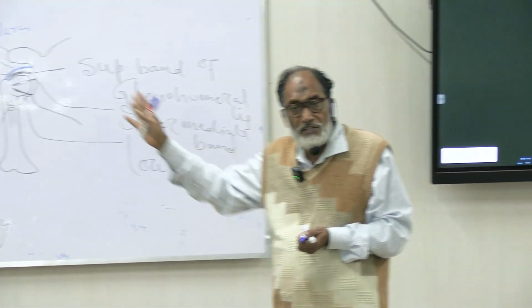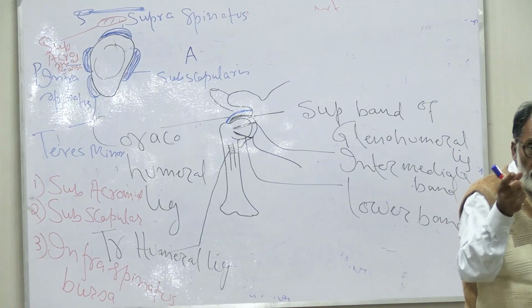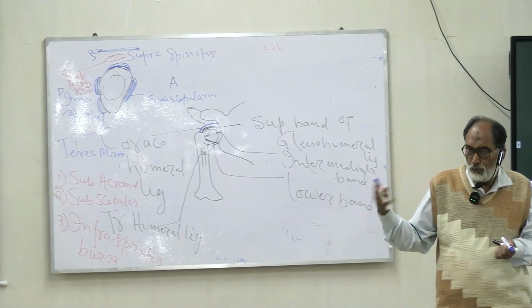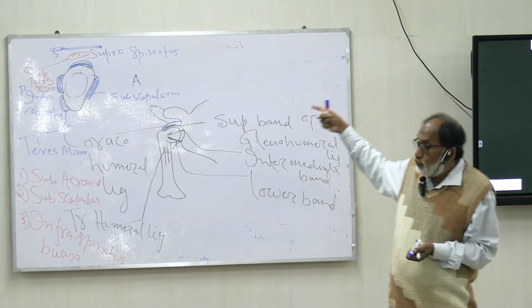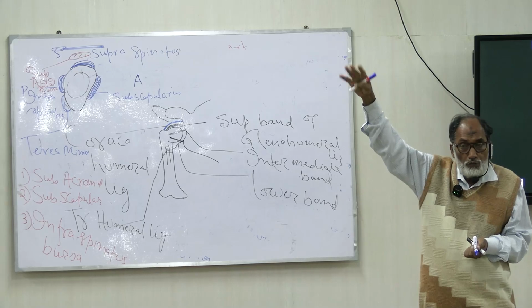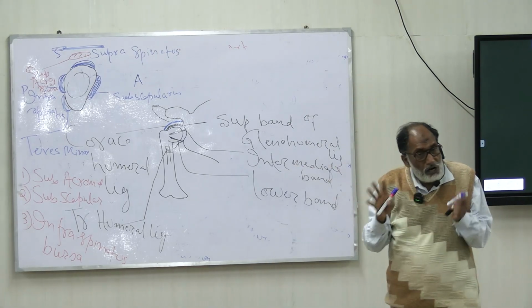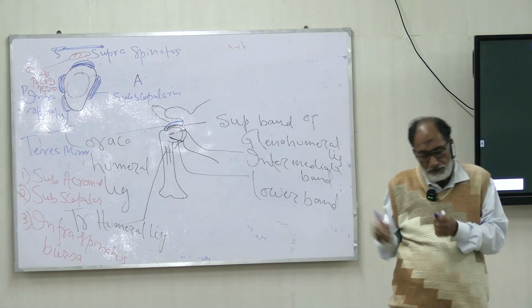What is the artery supplying this joint? Number one, anterior circumflex humeral artery, posterior circumflex humeral artery, and suprascapular artery, and subscapular artery. So these are the four arteries that supply this joint, right?